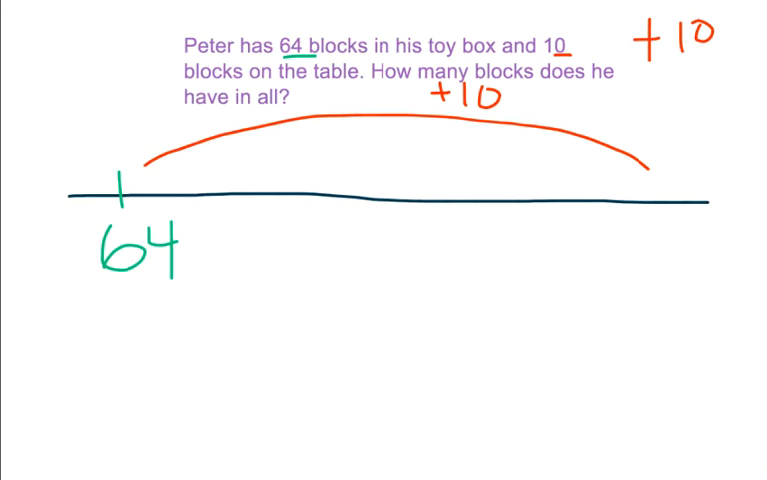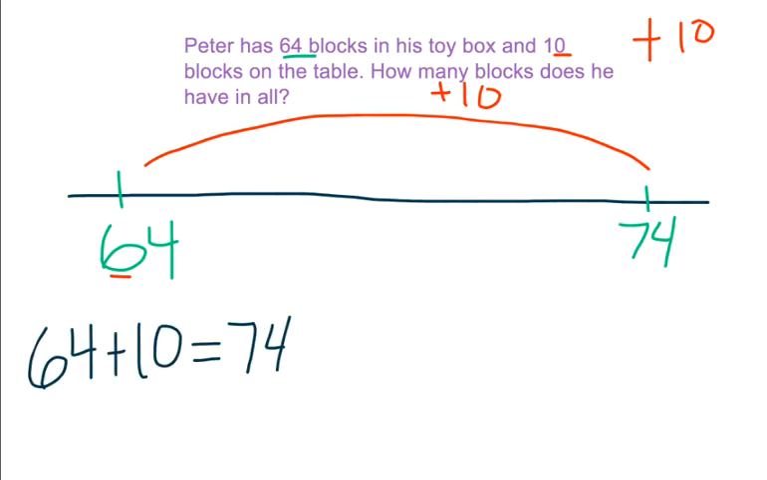64 plus 10, that's 1 ten added to my 6 tens. My 6 tens now become 7 tens, and my ones place doesn't change. 64 plus 10 is 74, and this is an open number line. I'll include my number model down here: 64 plus 10 equals 74.